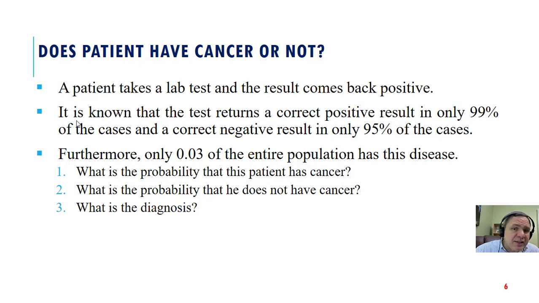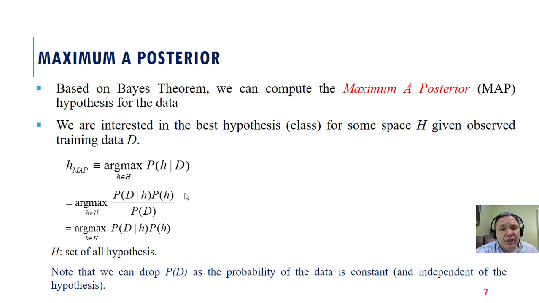What is the probability that this patient has cancer if his test is positive, if his test is negative, etc.? What is the probability that he does not have cancer? What is the diagnosis? So given all these questions, we can plug the numbers. If the result is positive, if the result is negative, we can plug the numbers and give a good answer based on the Bayes theorem.